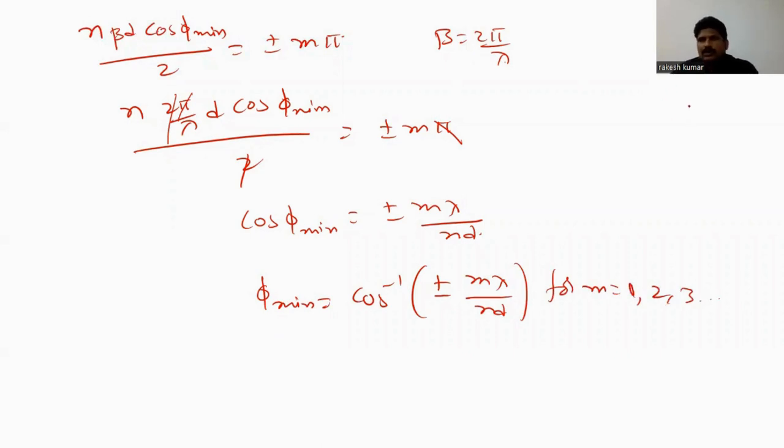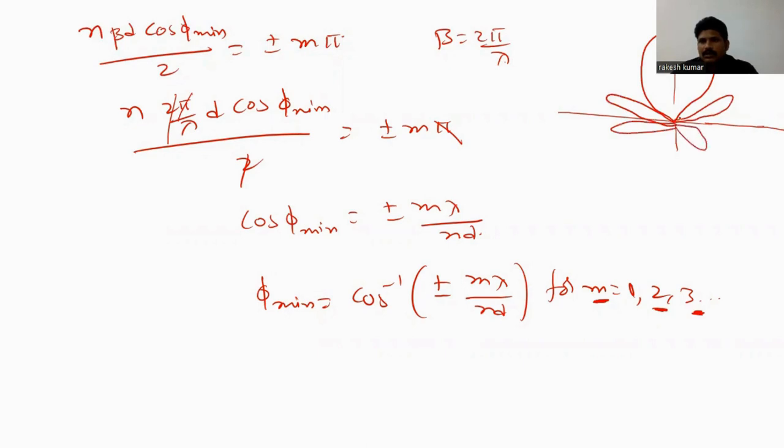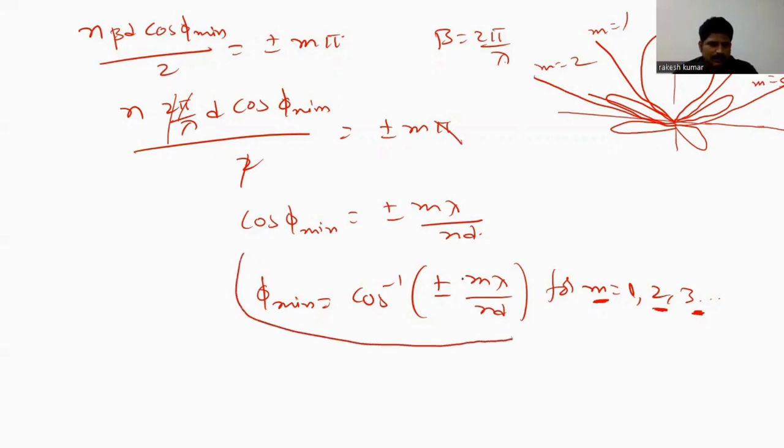So for m is equal to 1, we will get the first null. For m is equal to 2, we will get the second null. For m is equal to 3, we will get the third null. For example, let us see here. This is my major lobe. This is for m is equal to 1. Similarly, this is for m is equal to 2. So this is very important for calculating the nulls in a broadside array.